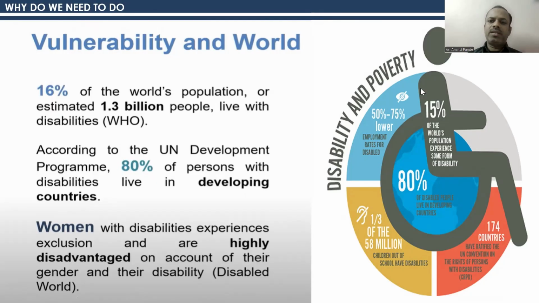This is disability and poverty. There are 50 to 75% lower employment rates for disabled persons. 15% of the world's population experiences some form of disability, and 80% of disabled people live in developing countries. It means the scenario is changing depending on the conditions and the space where people are working, maybe disabled or normal persons. One third of the 58 million children out of school have disabilities, and 174 countries have ratified the UN Convention on the Rights of Persons with Disabilities.